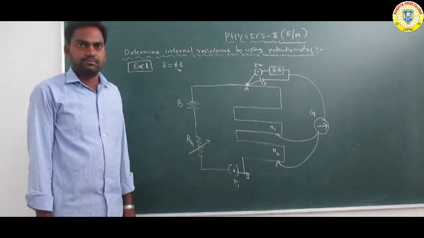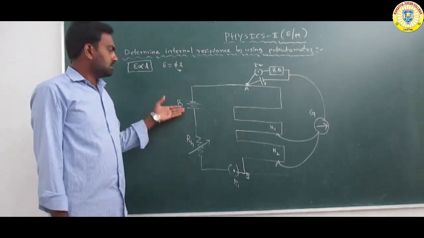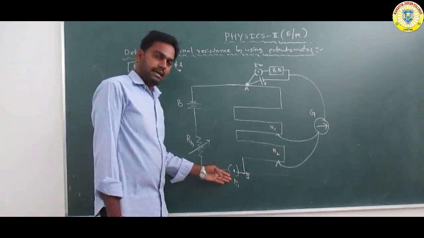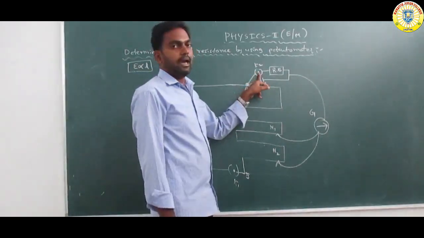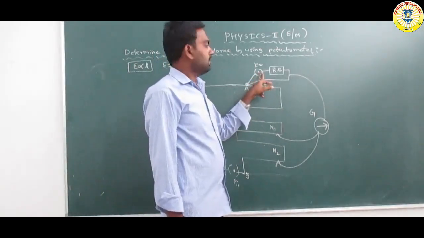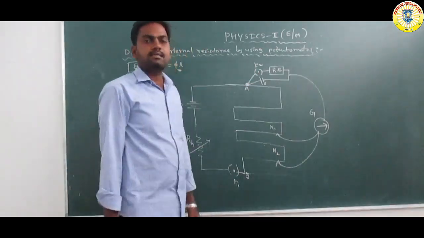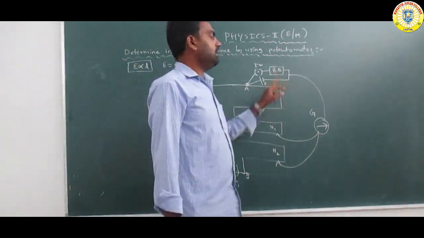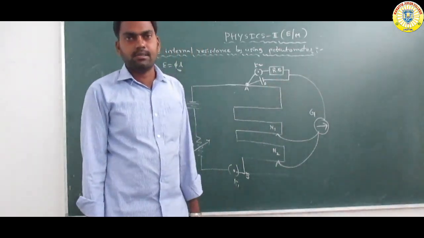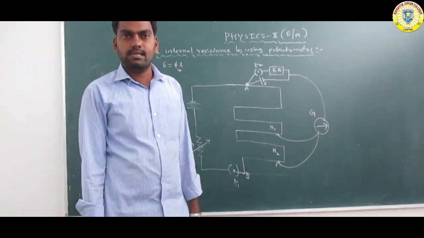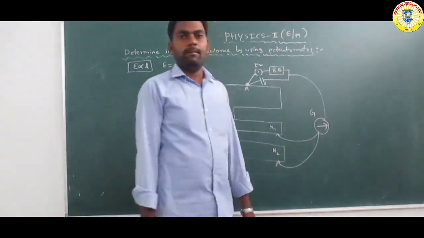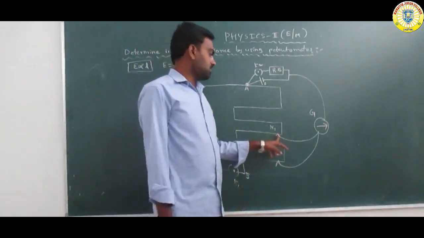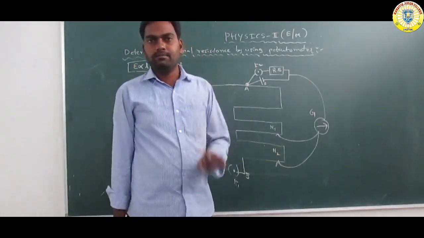Observe here. This is called a battery and this is called a rheostat. Then the plug key K1 and the second key K2. E is called a cell, the EMF of the cell is taken as E. RB is called a resistance box. G is called a galvanometer. Lastly we attach the jockey.